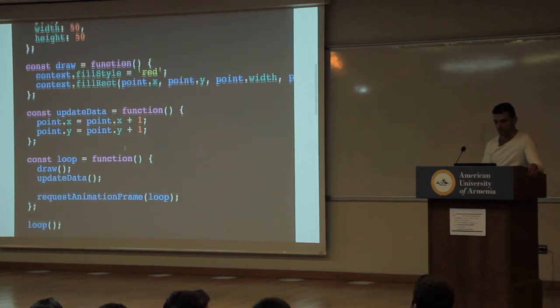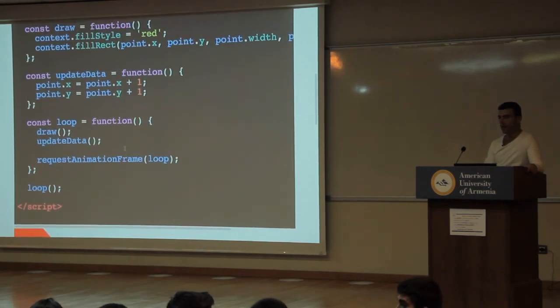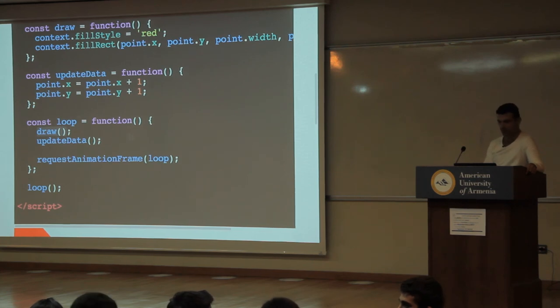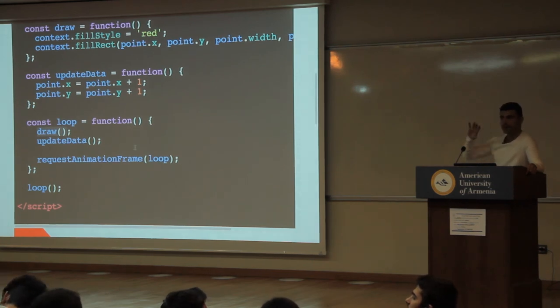Okay, wait, guys, I want to make sure you understand this code because we're going to build on it a lot. You have this function that calls draw, calls update, requests animation frame, which then calls it again, draws, updates, requests, and it keeps looping. Is that part clear?